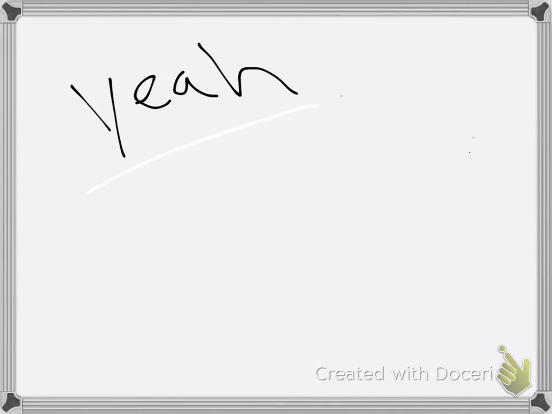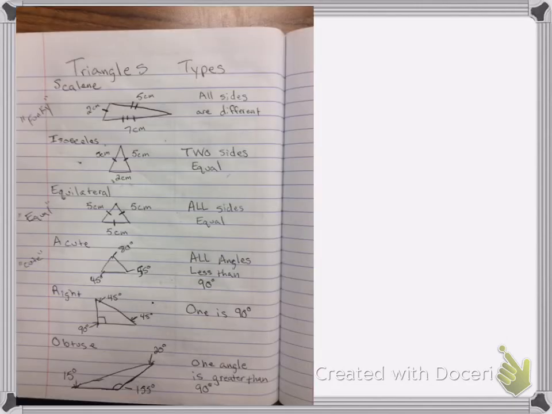Alright, here are the notes from class today so that you have them, so that you're able to look at them for your homework. Alright, here are your triangle types. You've got the scalene, the isosceles, the equilateral, the acute, the right, and the obtuse.